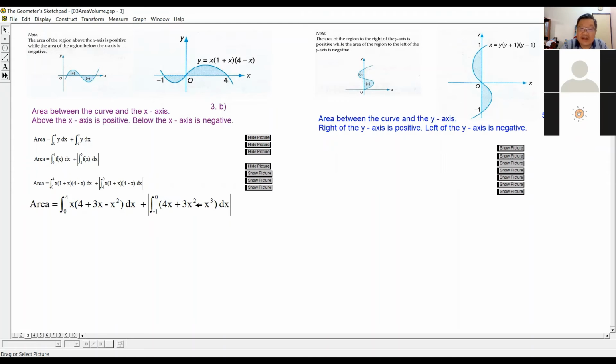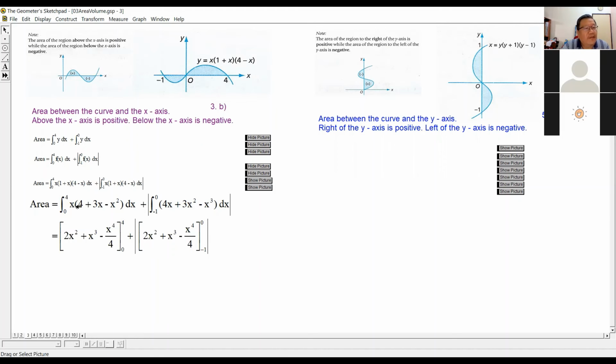Then behind is supposed to be the same equation, so I don't copy it down again. From here, I expand also. x multiplied by 4 is 4x. x multiplied by 3x is 3x squared. x multiplied by negative x squared is negative x cubed. So actually the front and the back are the same expression, the same function. Now I have expanded, but I need to integrate.